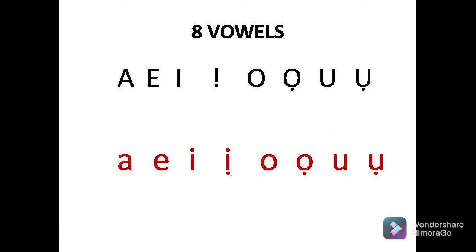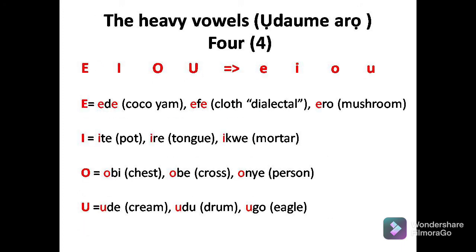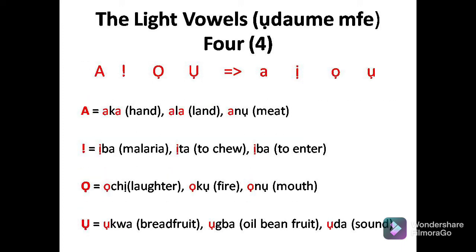Now let's look at the vowels. In Igbo language, we have 8 vowels. And these 8 vowels are divided into 2 parts. The first set is the light vowels and the heavy vowels. Let's look at the first set, which is the light vowels. The light vowels are called Udaumenfe in Igbo language. They are also referred to as O2A. In Igbo language, we have 4 light vowels. They are A, E, O, and O.